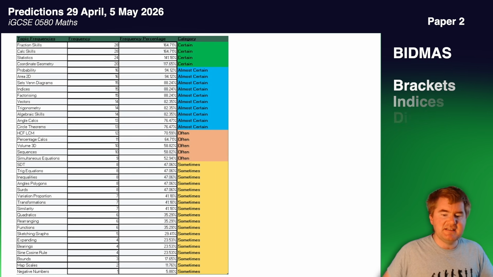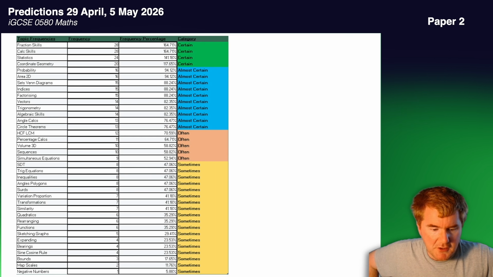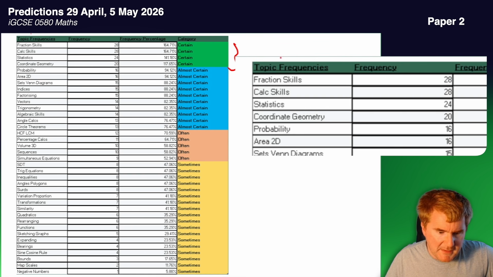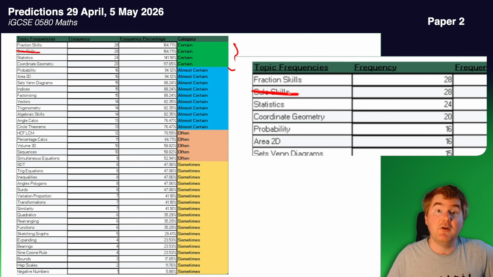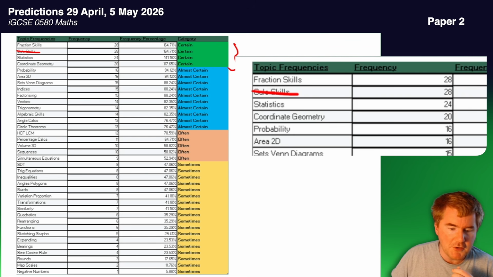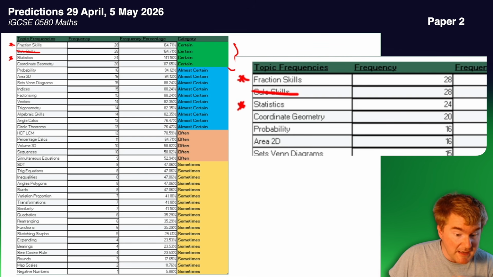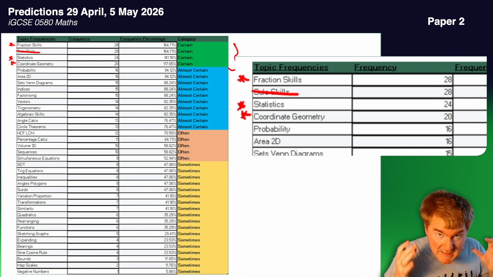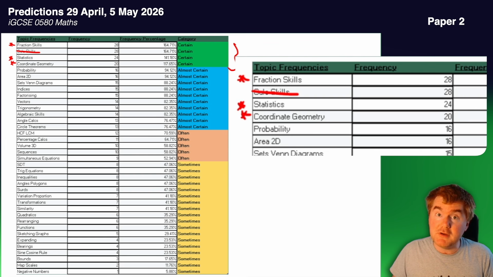Now, this is the frequency analysis I've just gone through here. If you look down this list, you should be prioritizing the very top. Calculator skills, of course, is now out. Again, I've always taken the last 15 papers into account here. Calculator skills obviously can't be used on a non-calculator paper, but you should be practicing fraction skills. They can put statistics in, we saw that, and coordinate geometry. So you should be making sure you're ready for those top 3 topics.